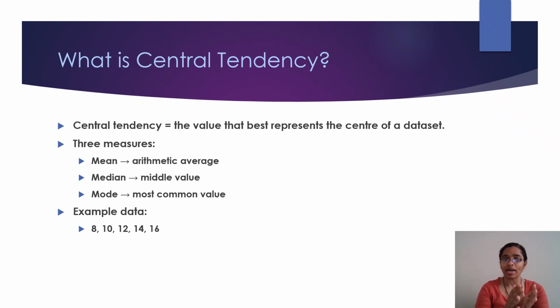Let's understand what is central tendency. Central tendency is the value which best represents the center of a data set. So when researchers collect data, whether it's depression scores, age of onset, or admission duration, they need one number which summarizes the center of the data. And this number is called the central tendency. The three measures that you need to be aware of for MRCPsych paper B are mean, median, and mode. Mean means the arithmetic average, median is the middle value, and mode is the most common value.